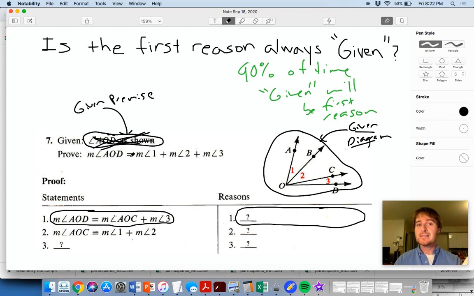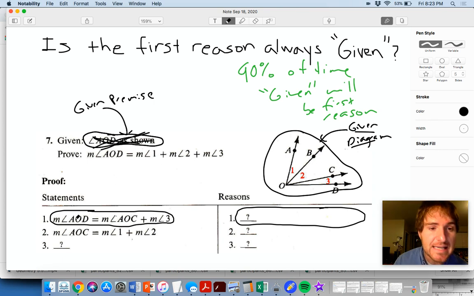So the thing is, there's no reason to write angle AOD as shown down here and state given as our first reason, because angle AOD as shown, there's nothing we can prove with that. There's no postulate we can use for just angle AOD being shown. That's not a definition or anything like that. So we need to say something else. So this is an example of a situation where it's not always going to be given at the beginning. We need to come up with another reason.